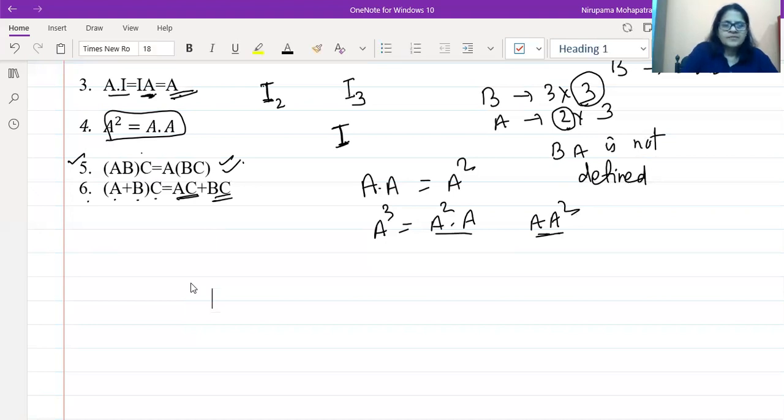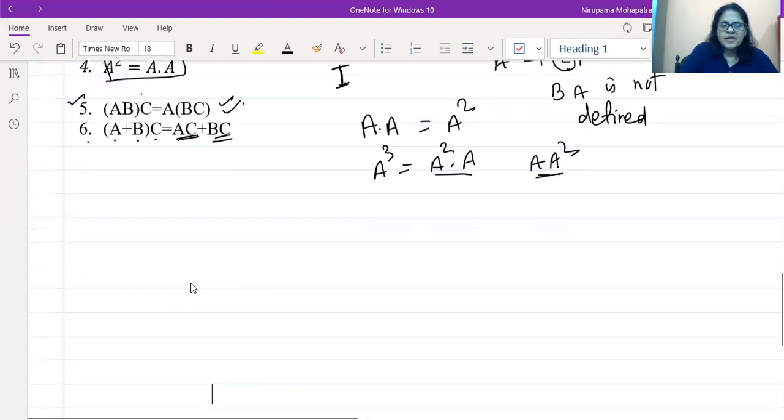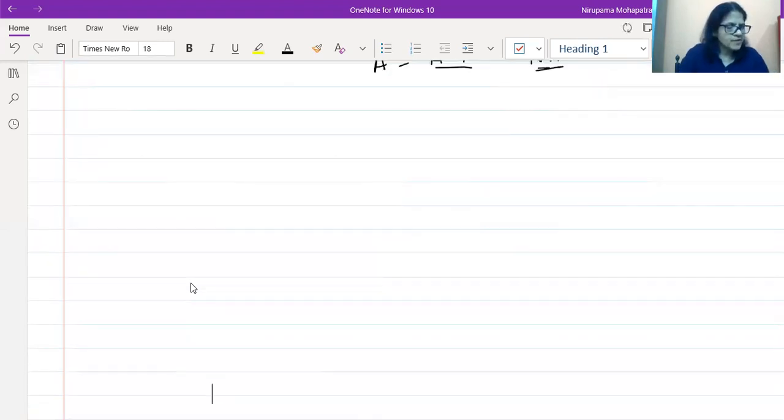Okay, so these are some of the very important properties of matrices. So the process is clear. What I want to show you here is that even if the product is a zero matrix, not necessarily is one of the matrices zero. Let me take one example and show you here. Also, I can take a question from exercise 3.2.